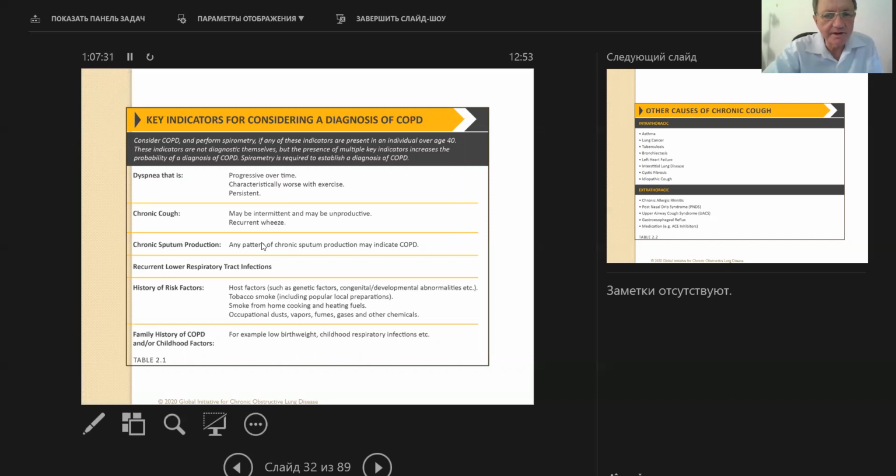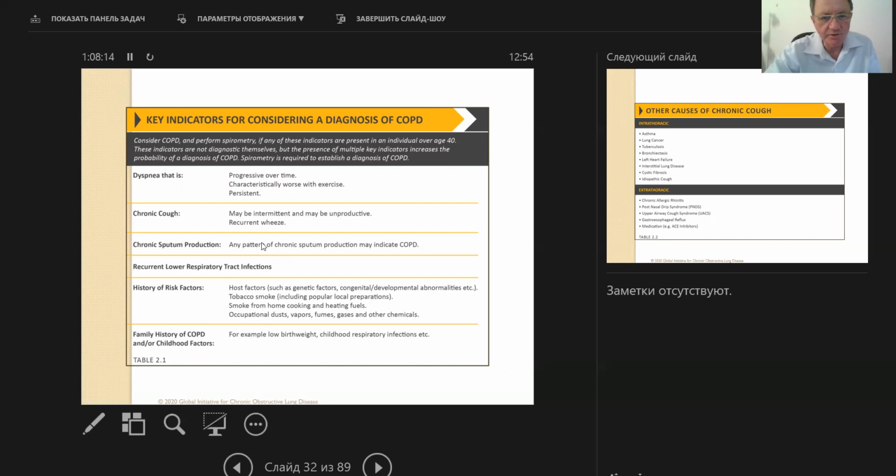But dyspnea in COPD is progressive over time. It is characteristically worse with exercise, and it is persistent. A chronic cough may be intermittent and may be unproductive. Sometimes there is recurrent wheezing. Chronic sputum production: any pattern of chronic sputum production may indicate COPD.